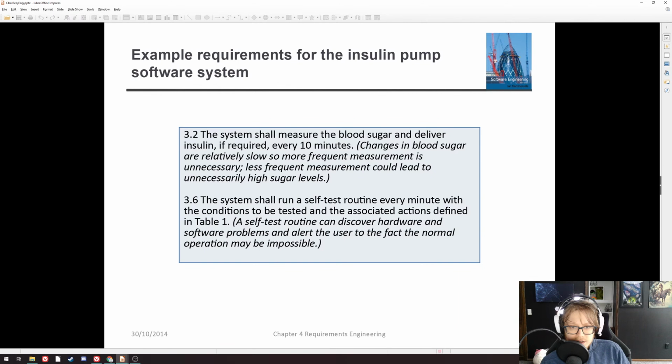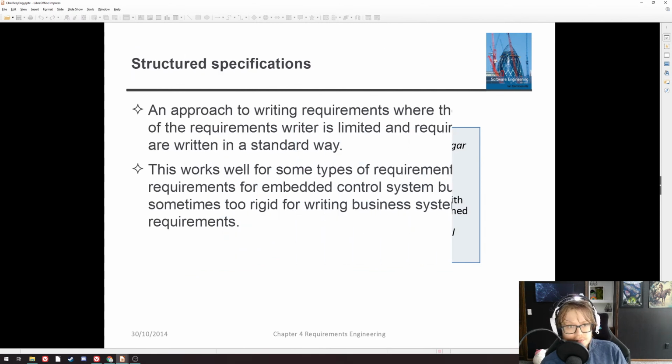So going back to our insulin pump example from earlier: the system shall measure the blood sugar and deliver insulin if required, and then they offered an explanation for why. In this format, it would be in parentheses and italics, and it would say why the system does it every 10 minutes. The system shall run a self-test routine every minute with the conditions described in table 1. So they've referred to a figure that makes it much easier to understand than if you had done, say, another bulleted list here, and then again a rationalization for it.